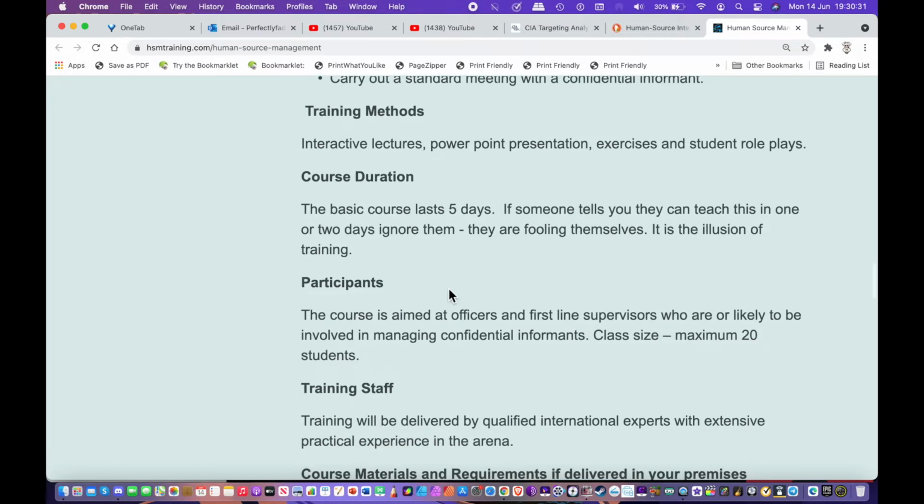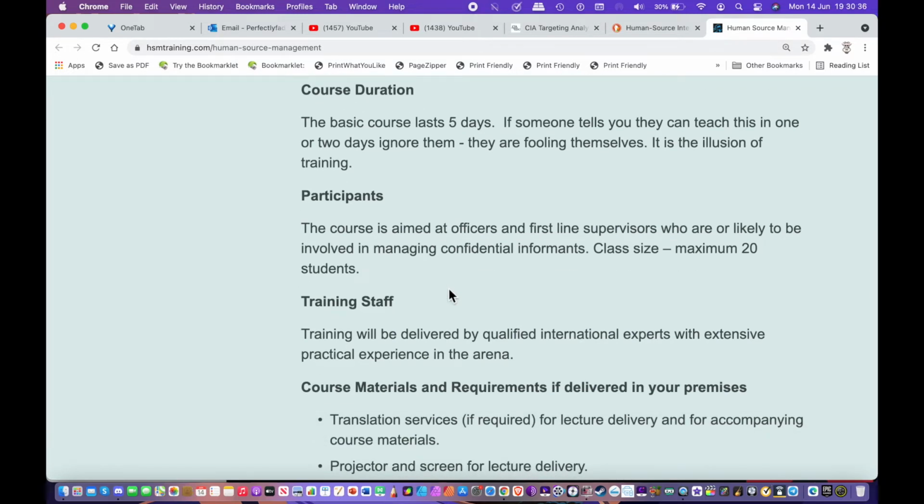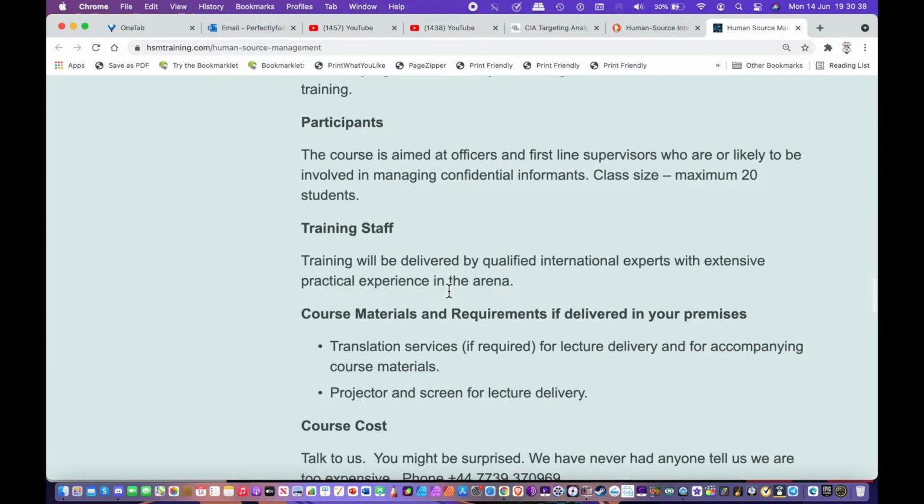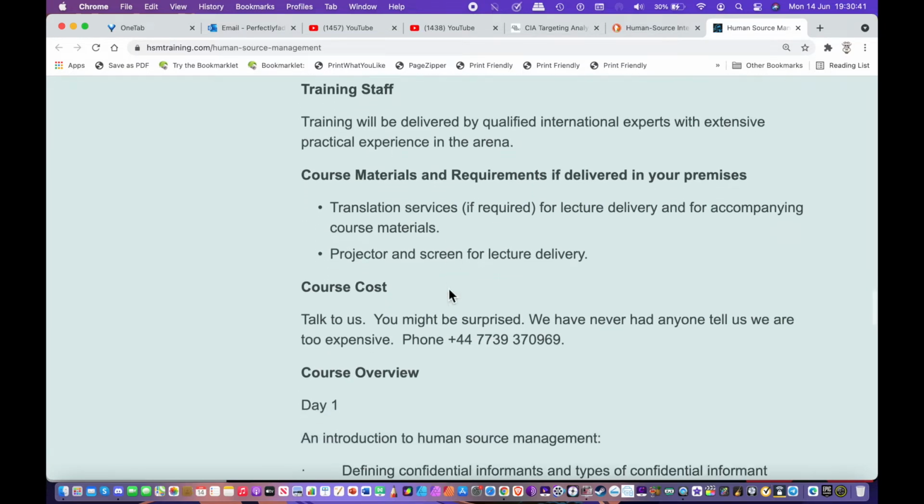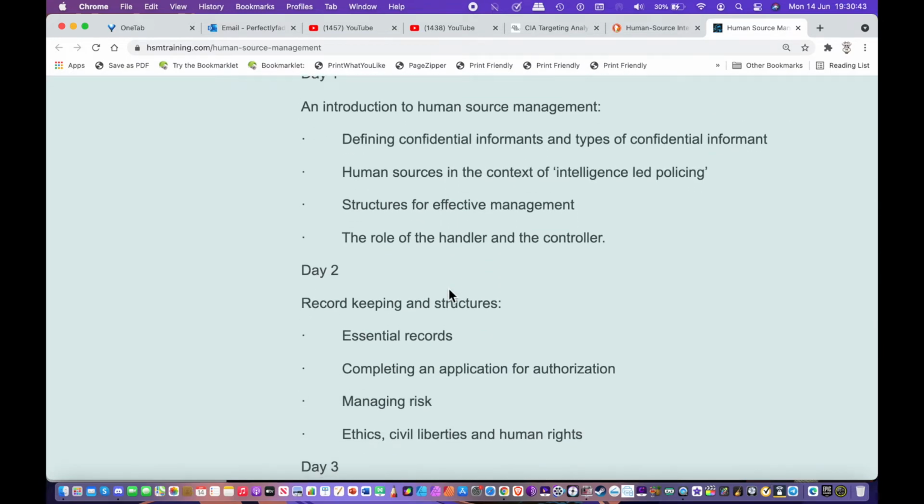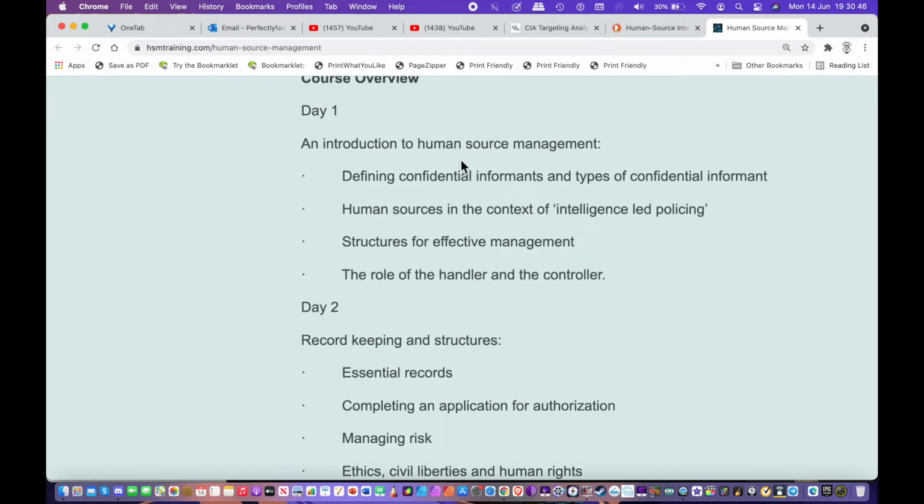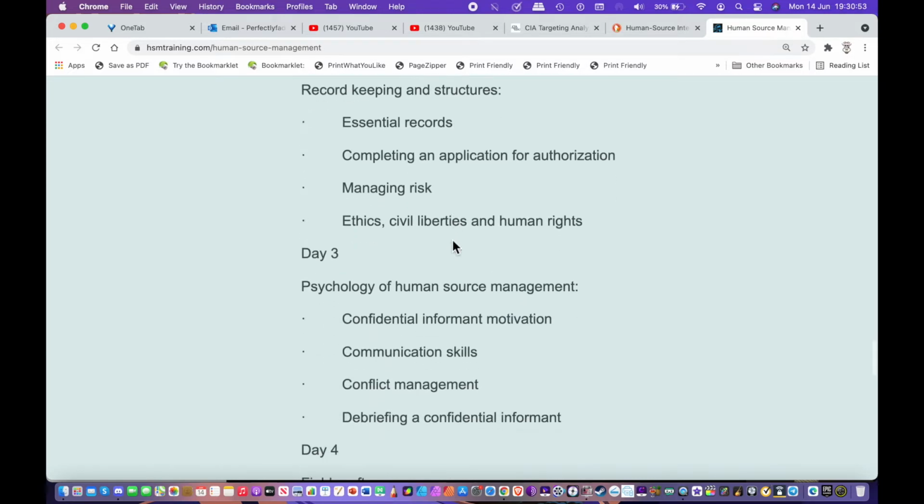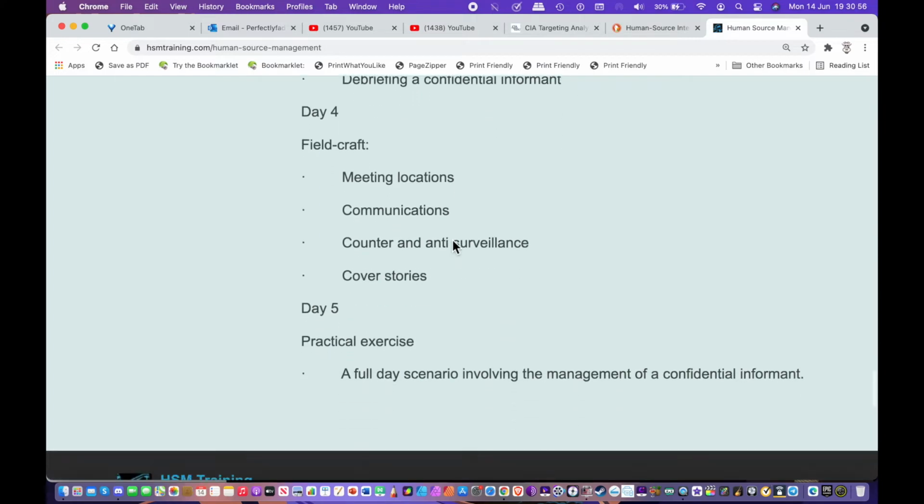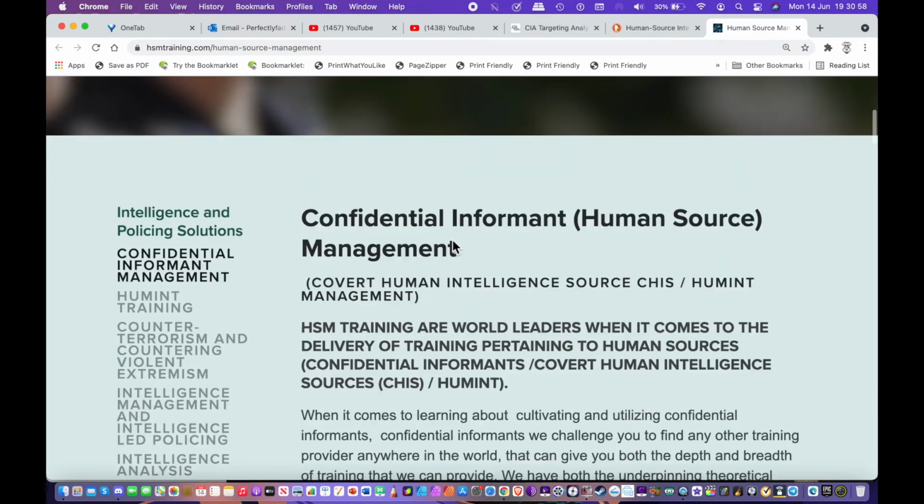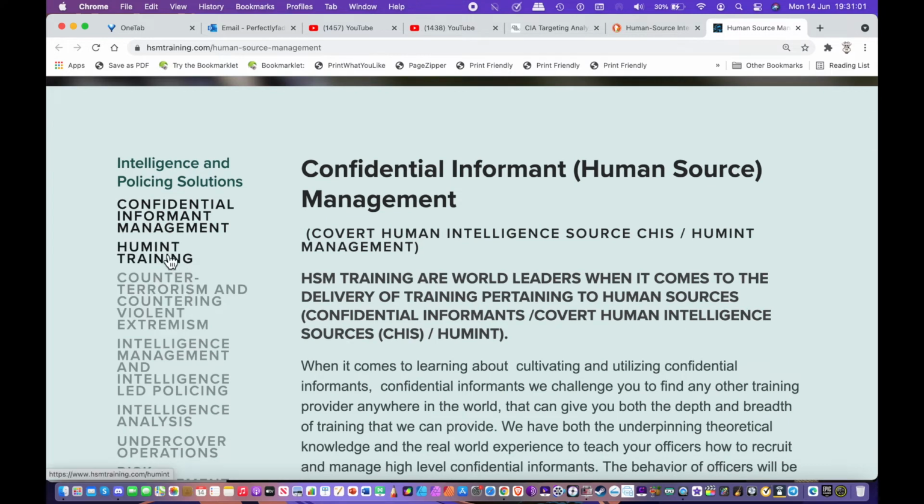So you get, I won't read it, so get 5 days. They do 20 in a class, and they get the materials, and then day 1, defining human sources in the context of intelligence-led policing, communication skills, and then so that was quite interesting. Let's see what they say about unit training.